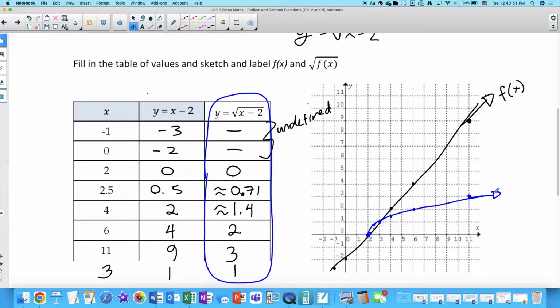And essentially, that is in fact a translation of the function y equals the square root of x. It's been moved 2 units to the left. Okay, any questions so far? All right, cool.